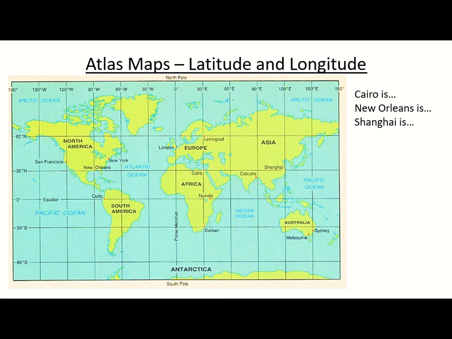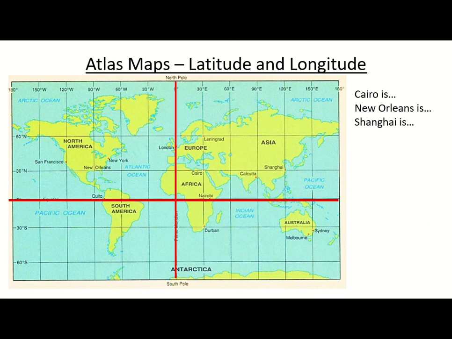So just to test your skills, I've picked 3 nicely situated places, sorry, where lines cross: Cairo, New Orleans and Shanghai. I'd like you to tell me what you think the latitude, longitude positions of Cairo, New Orleans and Shanghai are, please. So pause the screen, figure it out, and when you've done, you can unpause the screen and I'll reveal. Okay, so there you go.